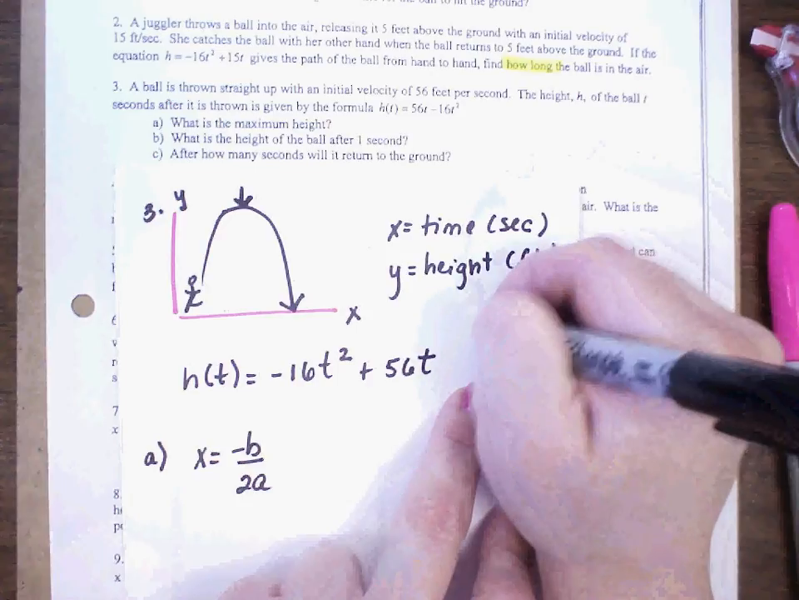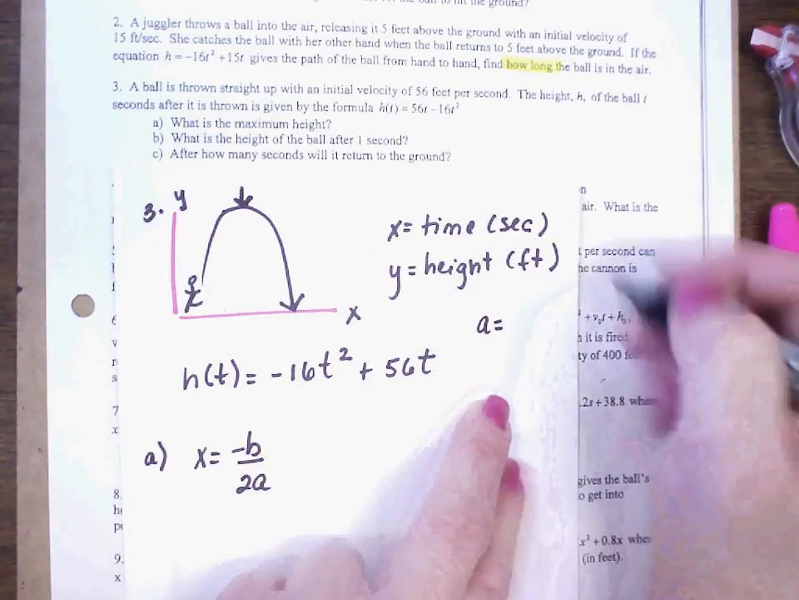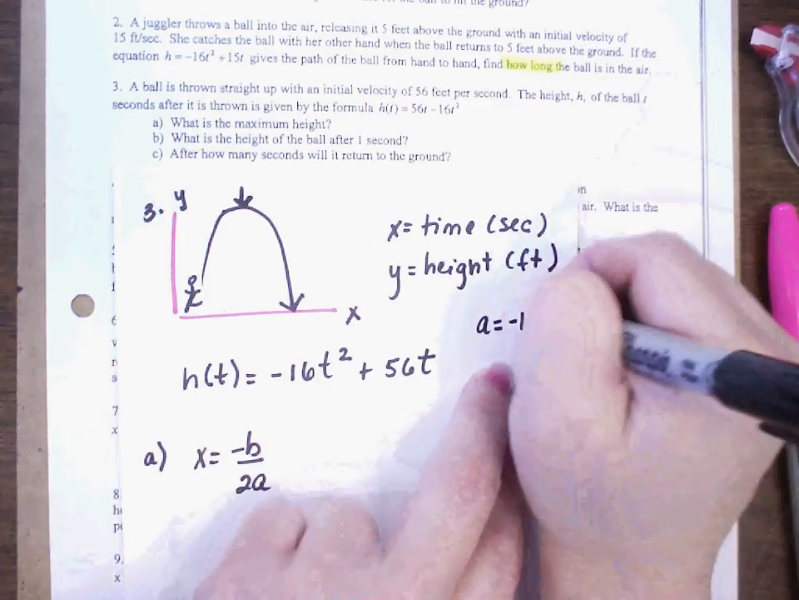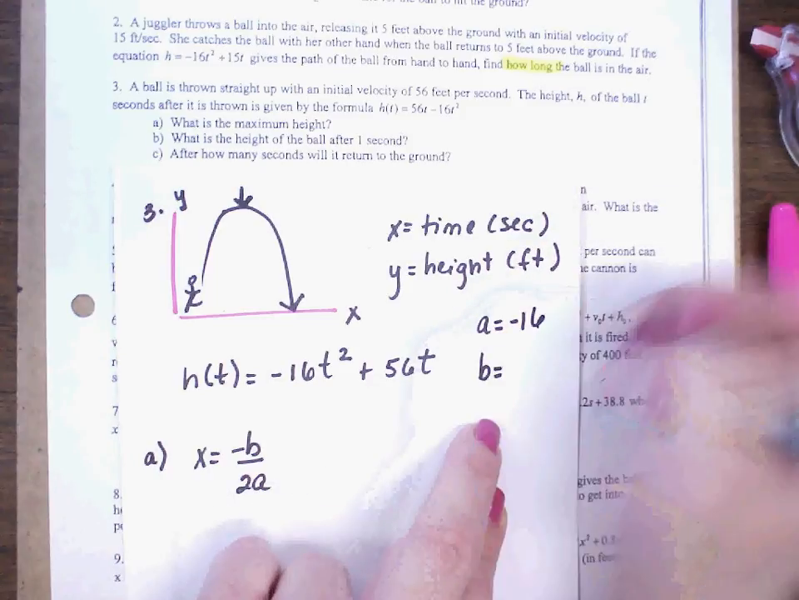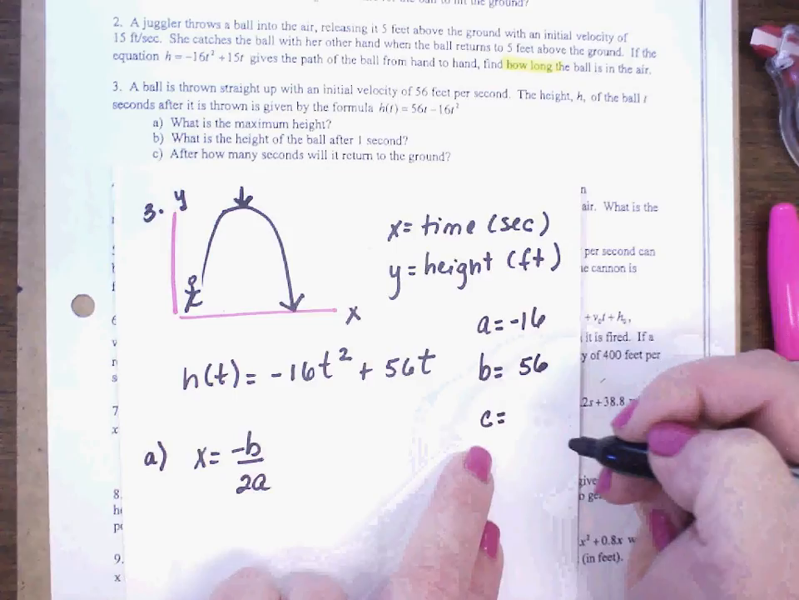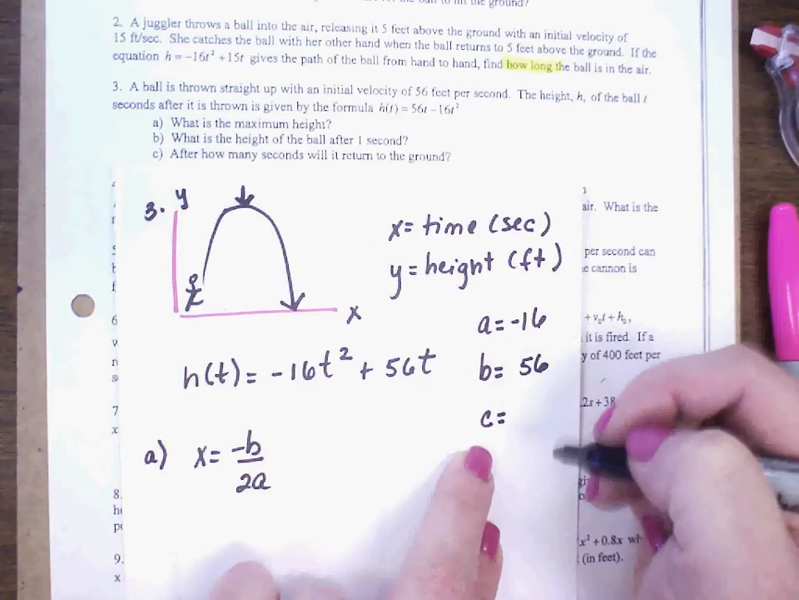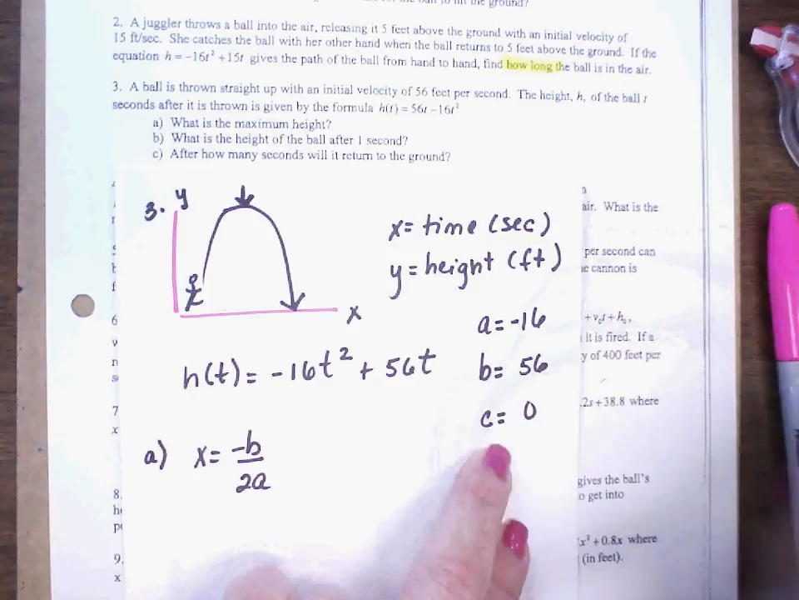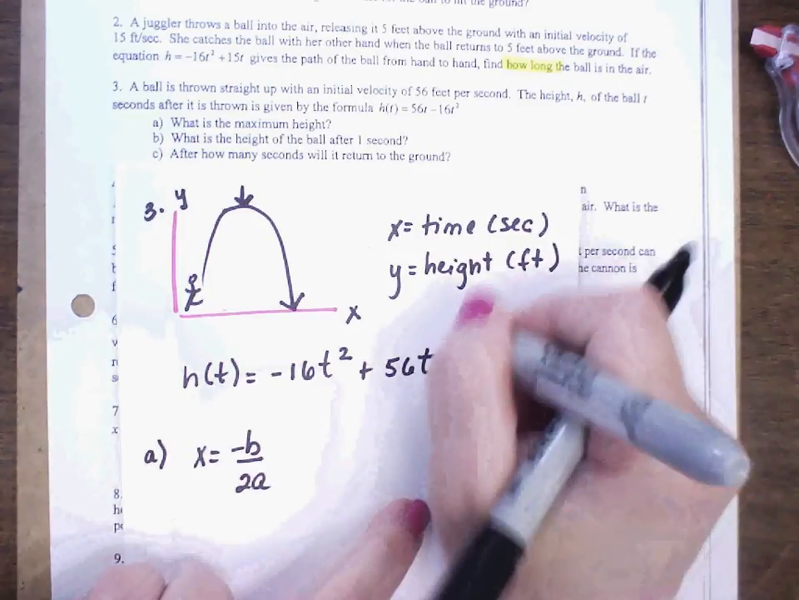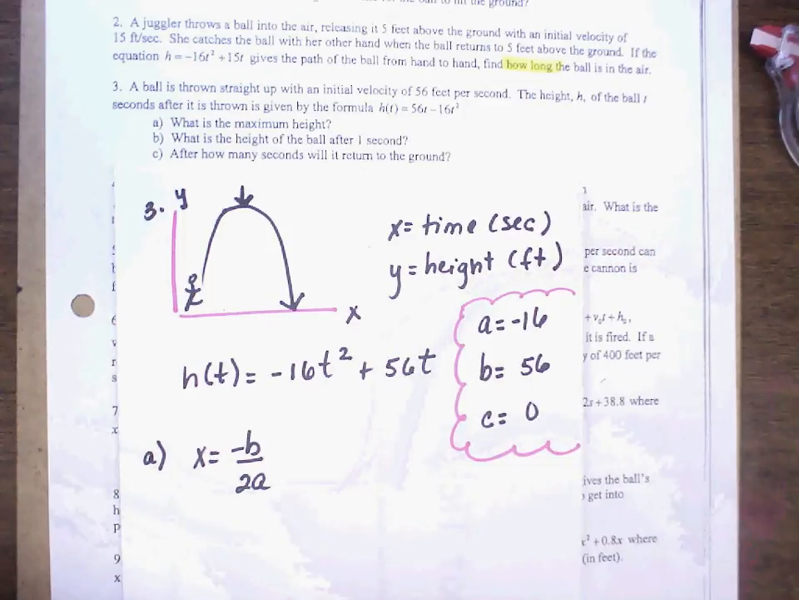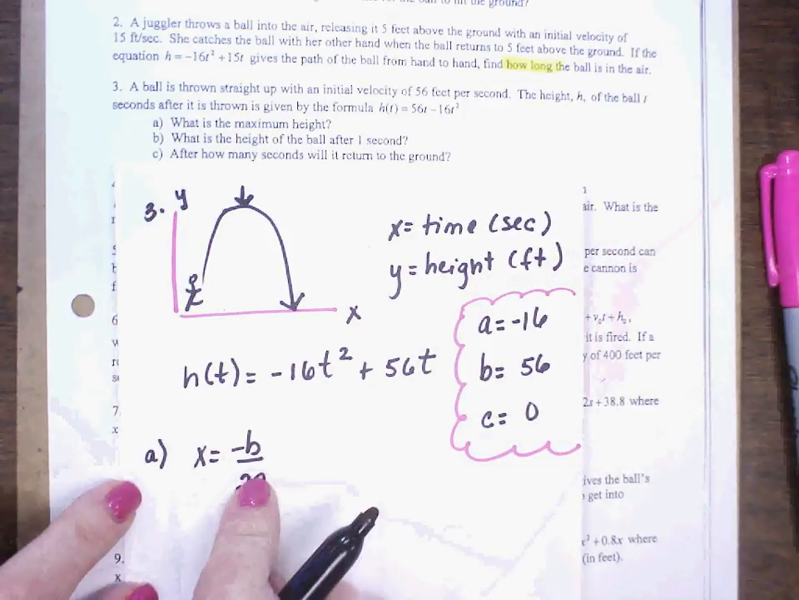All right, what's my quadratic term? What's my linear term? And what? 56, not negative 56. And what is my y-intercept? 0. Very good. So I'm going to need this regardless of what I do, factoring or quadratic, because I'm going to need it here for my axis of symmetry.